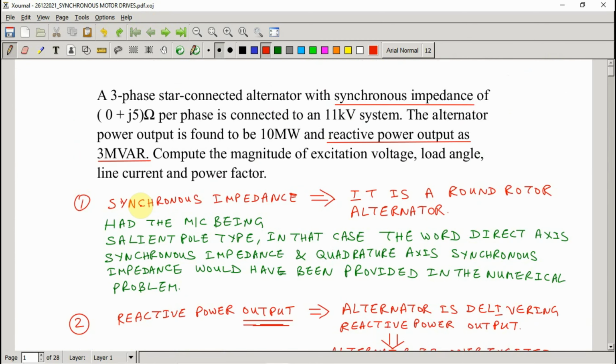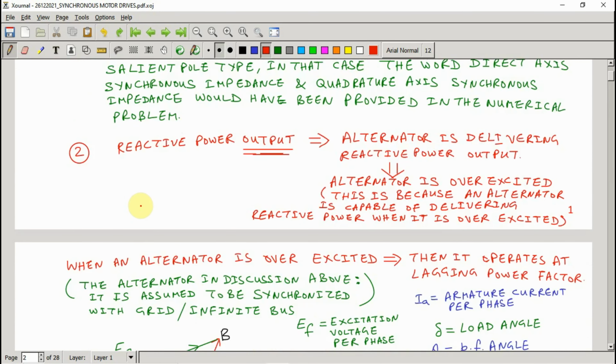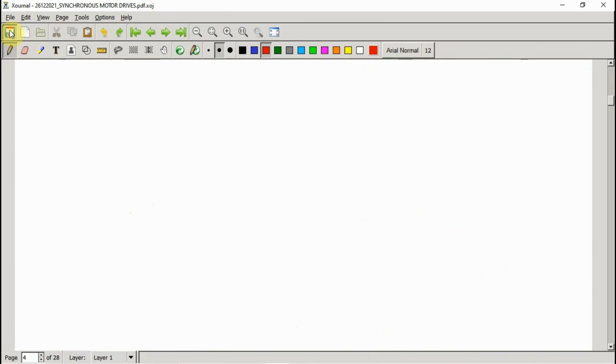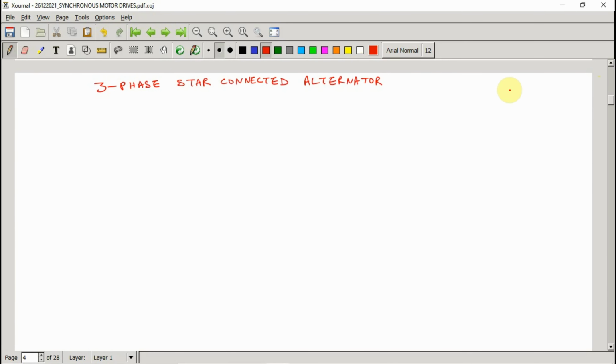Okay, we will do. So first of all, it is a 3-phase star connected alternator. So we will write that, 3-phase star connected alternator. This is given. What else is given? Another thing is that synchronous reactance XS is given as 5 ohm.